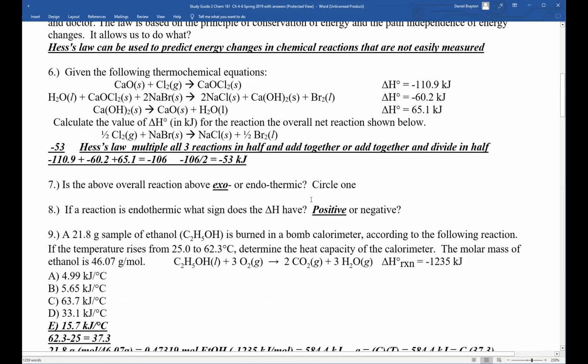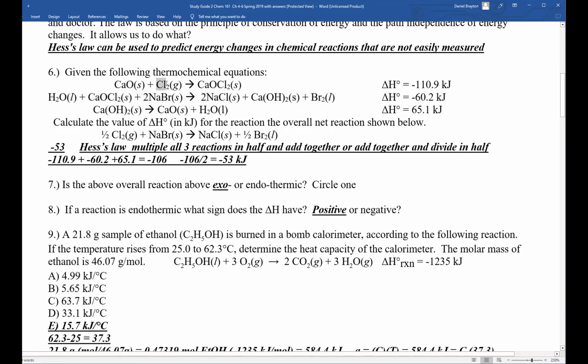Again, you want to start off with things that are unique, and things that are unique catch my eye, like the Br2, the bromine here, right? You only have this on the product side in your overall, and then it's only in one of the 3 reactions, and the coefficient in front is a 1/2. So that tells you that you have to take this reaction and multiply it by 1/2. There's nothing else to do.